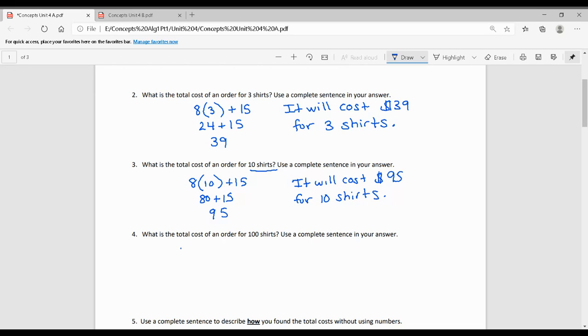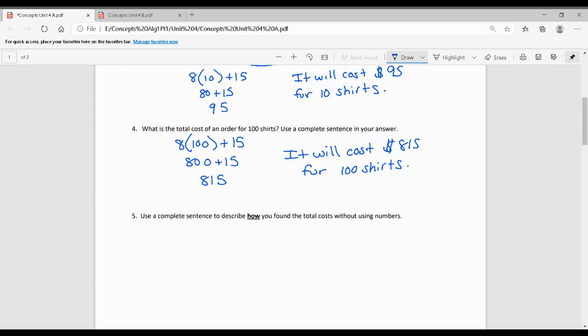And then for number 4, keeping that 8, that's constant. The amount per shirt is constant. The number of shirts is a variable. It's changing, plus the constant one-time fee. So we get 800 plus 15, 815. So it will cost $815 for 100 shirts.